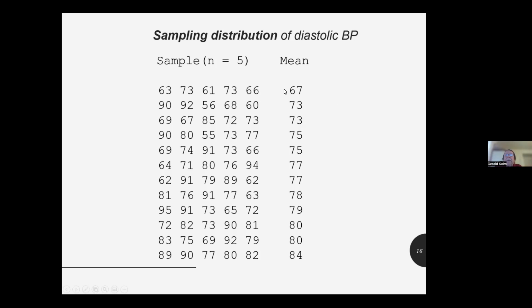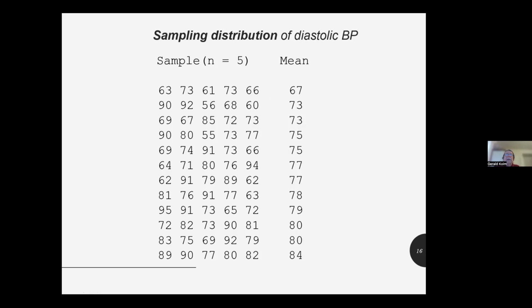And then I've ordered them from smallest to largest. And you can see that some of these samples are pretty close to the population mean, which, if you remember, was about 76. So we have several samples here where the sample mean is really pretty close to the true population mean. But there are some samples that are not. In other words, their mean is really different. It's much smaller or maybe much larger than the population mean.